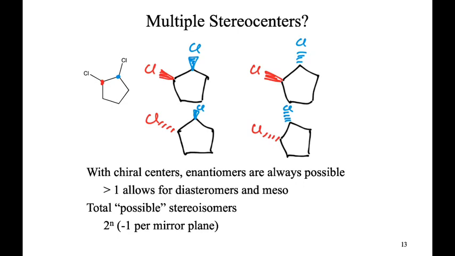2 to the n was 4, but we said the answer was 3. Why was it 3? These two are identical, which means that last one doesn't count as a possible stereoisomer because it's a repeat of something I've already drawn, which means 3 possibles. Is anybody looking at this being like, but Mike, come on, look at the other diagonal?